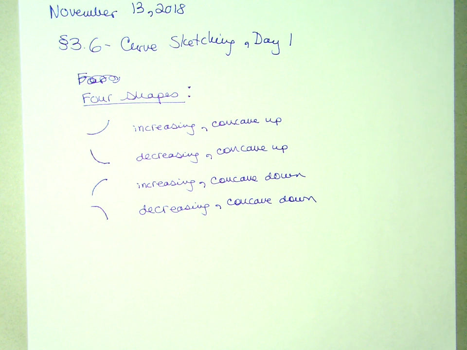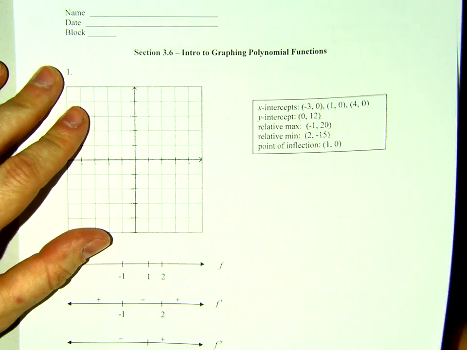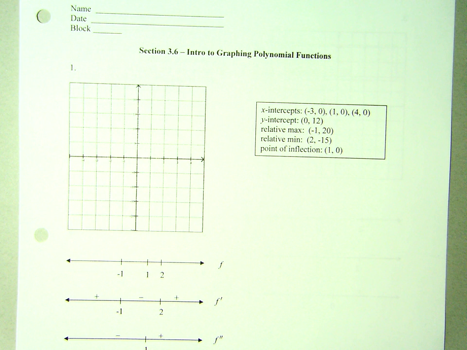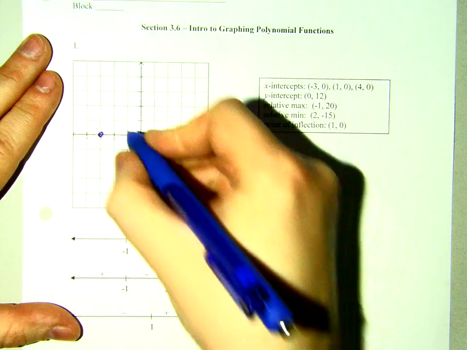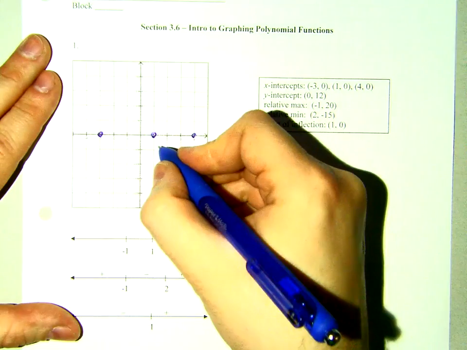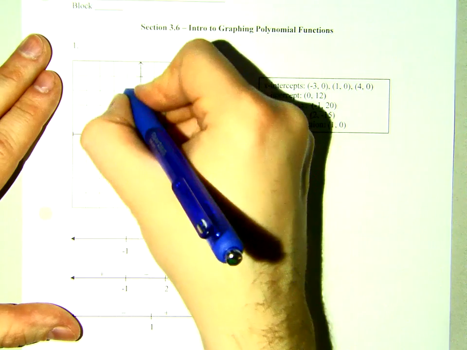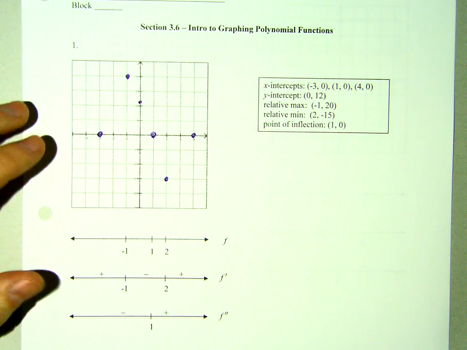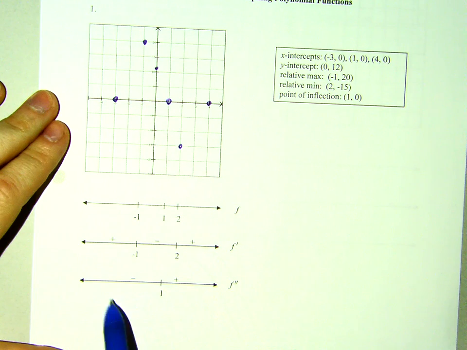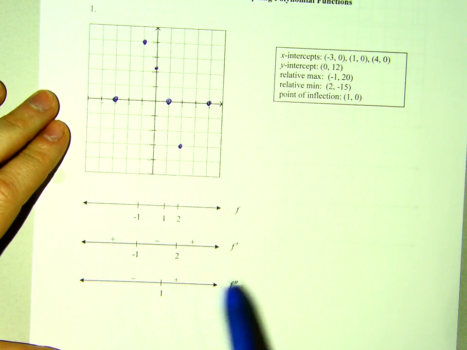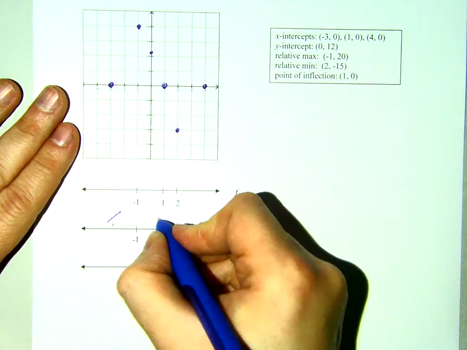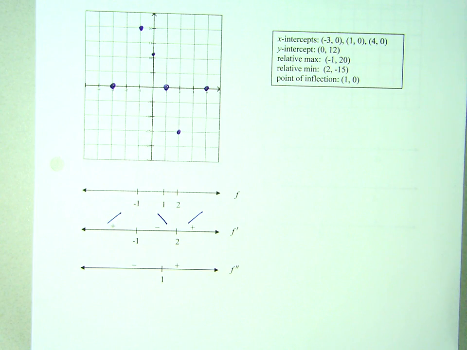Okay. So we're going to take a look at that packet that I just gave you titled Intro to Graphing Polynomial Functions. I would like you right now, very quickly, to plot all those points. Don't connect them, just plot them. When you're done with that, take a look at the number lines below the graph and fill in the symbols. On the F prime number line, we're going to ignore the F number line for right now. Where F prime is positive, that means we're increasing, so put your little increasing symbol. Same with the second derivative: put your concavity symbols on there.